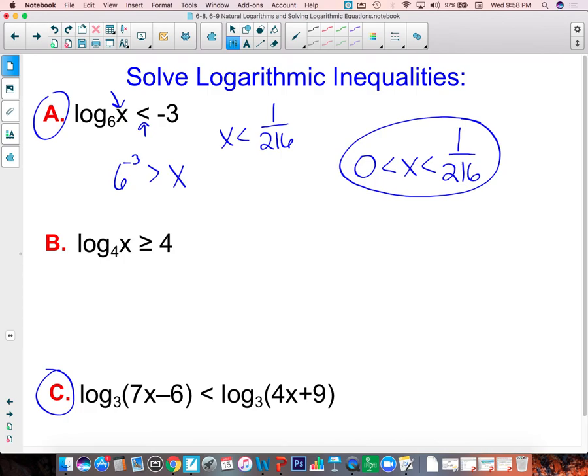So the other one here, if I do this quick, it'd be 4 to the 4th, like that, because I want the arrow the same way with respect to the x. So x is greater than that. If I say here x is greater than 4 to the 4th, so x is greater than or equal to 256. They're pretty quick.